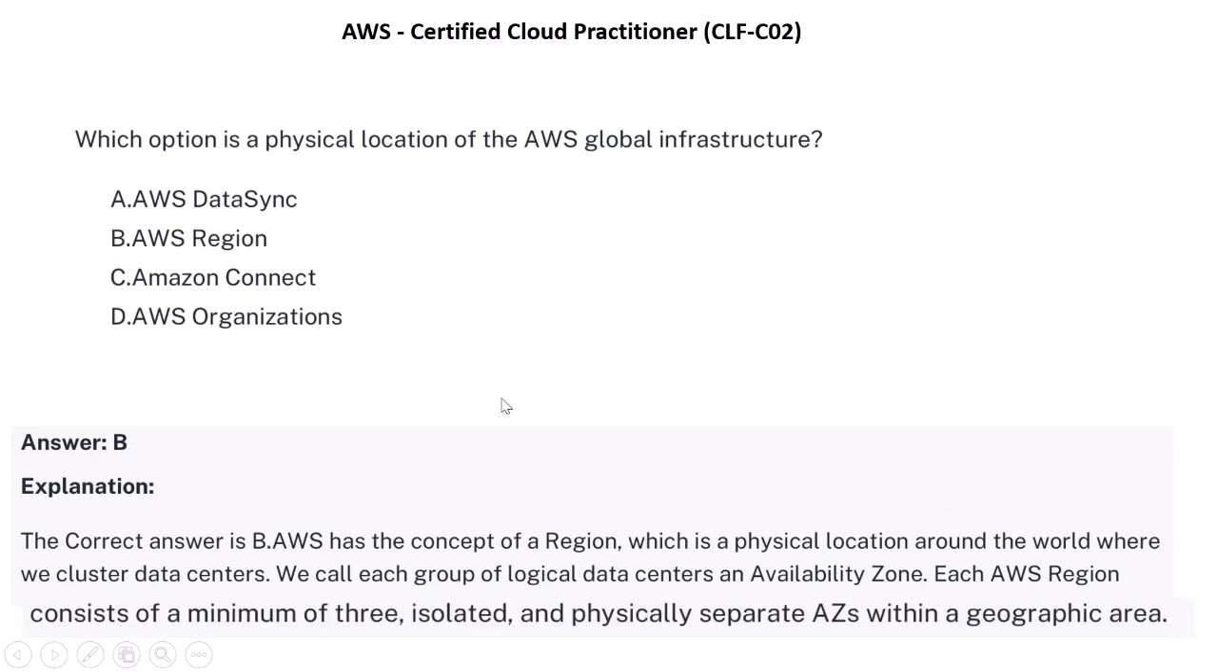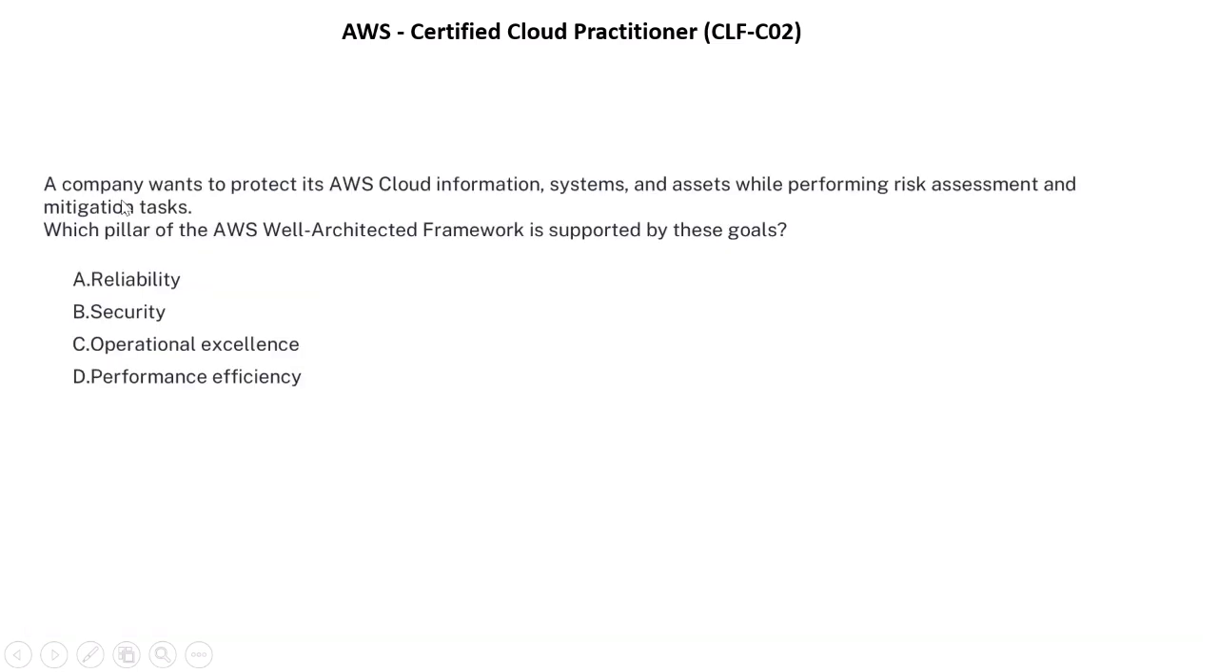Next question. Each AWS region consists of a minimum of 3 isolated and physically separate AZs within a geographic area. Next question. A company wants to protect its AWS cloud information, systems, and assets while performing risk assessment and mitigation tasks. Which pillar of the AWS Well-Architected Framework is supported by these goals?